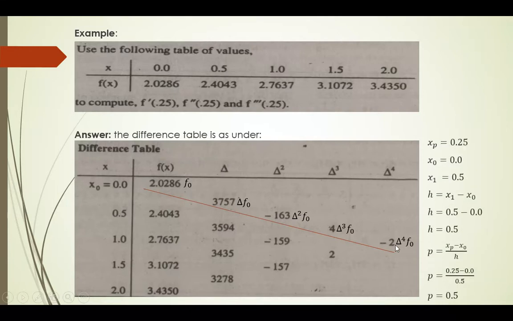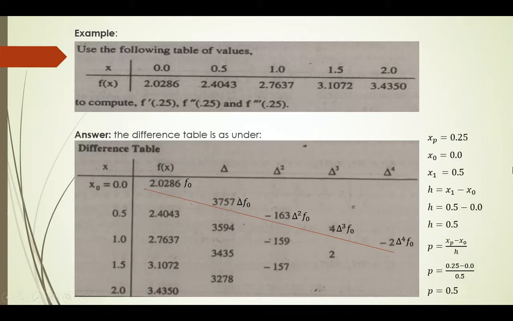And just look at this calculation. Xp is given to you, which is 0.25. X naught from the table is 0.00. X1 is 0.5. Calculate h, as we have discussed in the previous chapter, that h is equal to x1 minus x naught. So x1 minus x naught, this is 0.5. Calculate p in the same manner, xp minus x naught by h. So p is equal to 0.5.